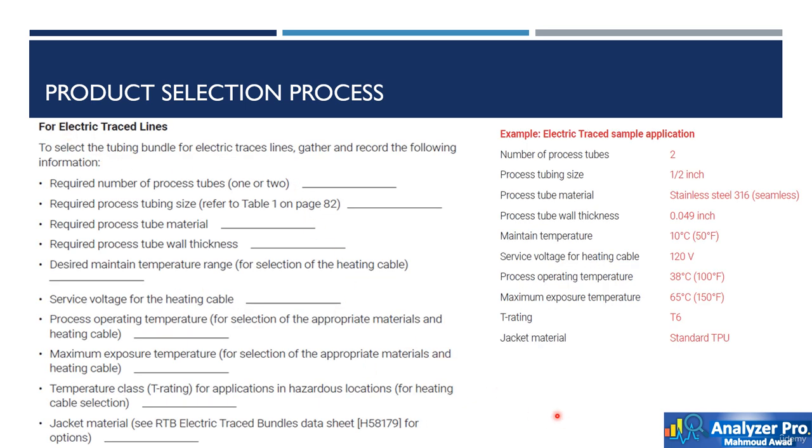For the electric traced lines application, the necessary information we need to gather is as follows. Required number of process tubes, 1 or 2. Required process tubing size, material, and wall thickness. Desired maintain temperature range, process operating temperature and maximum exposure temperature, for selection of the appropriate materials and heating cable. Service voltage for the heating cable. Temperature class, T rating, for applications in hazardous locations, for heating cable selection. And finally, the jacket material.